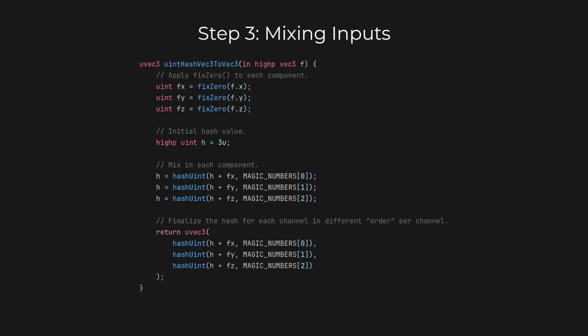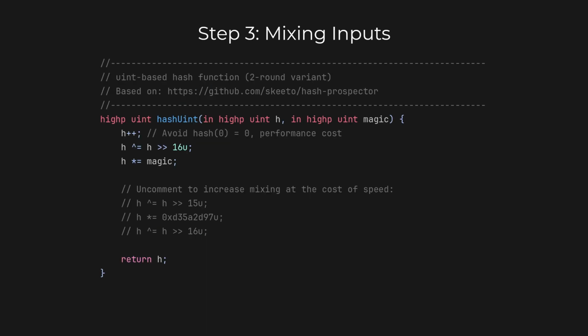Step 3 is mixing. Now that we've handled edge cases, we combine multiple inputs efficiently by preserving randomness. After converting each input into a 32-bit uint, we pass them sequentially through a uint-to-uint hash function, ensuring they're properly mixed. The uint-to-uint hash function I'm using is on screen.